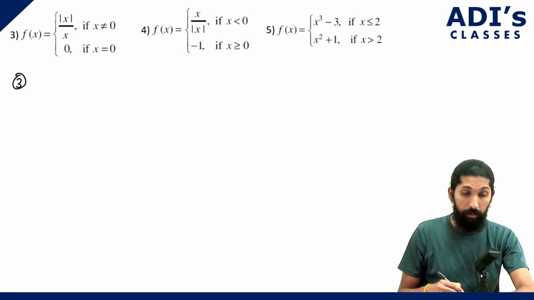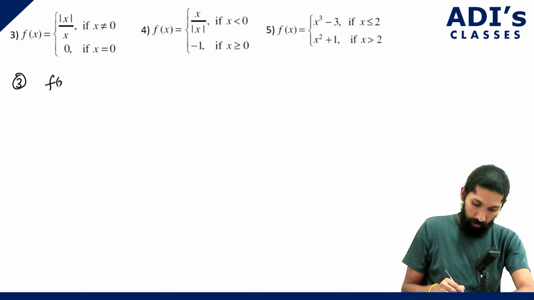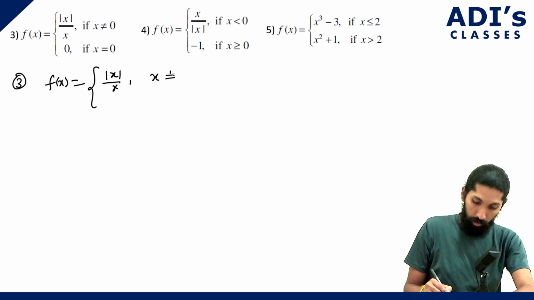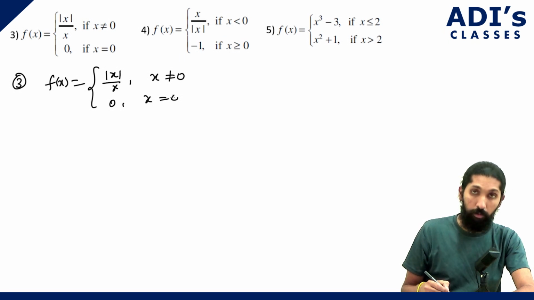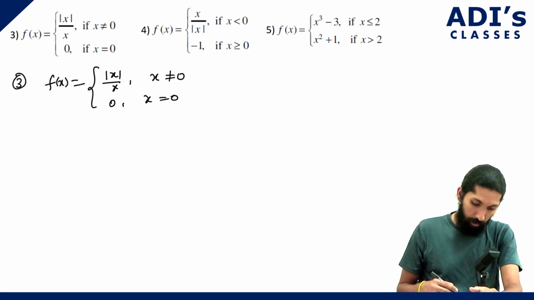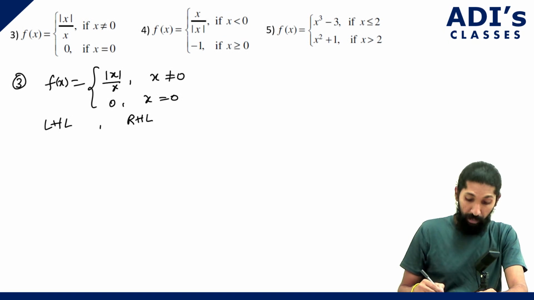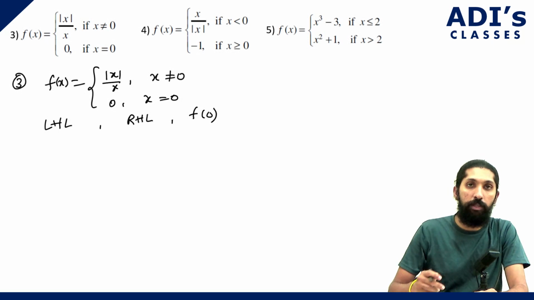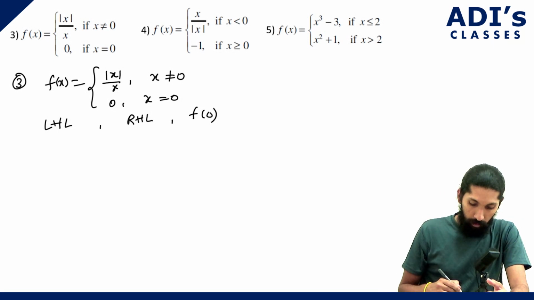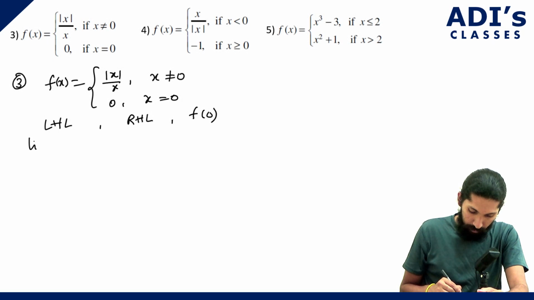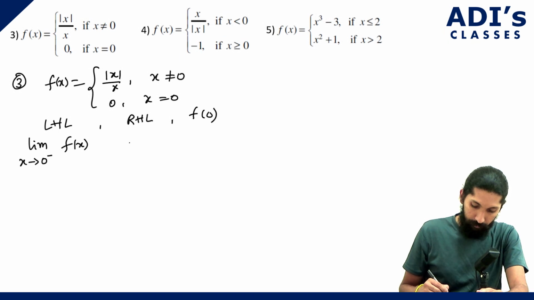See, for the third one, what we have, f of x is nothing but mod of x by x when x is not equal to 0 and 0 when x is equal to 0, correct? So here LHL, RHL, take both of them, and also f of 0. F of 0 is 0, we know that. Now LHL, RHL, when you take limit as x tending to 0 minus f of x, limit as x tending to 0 plus f of x, correct?